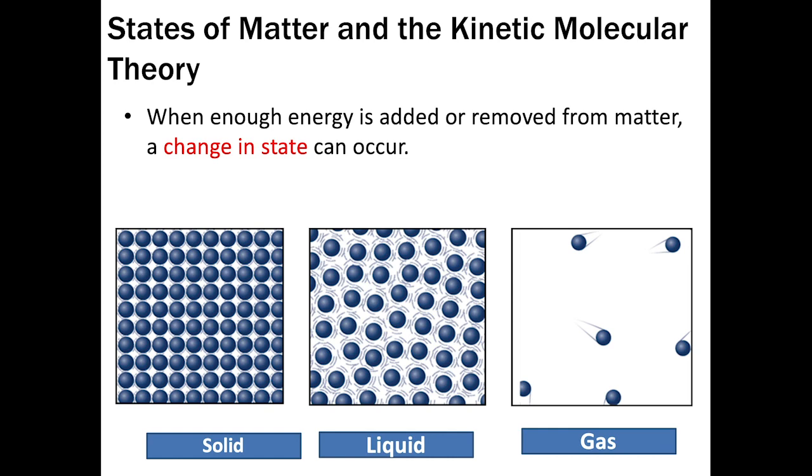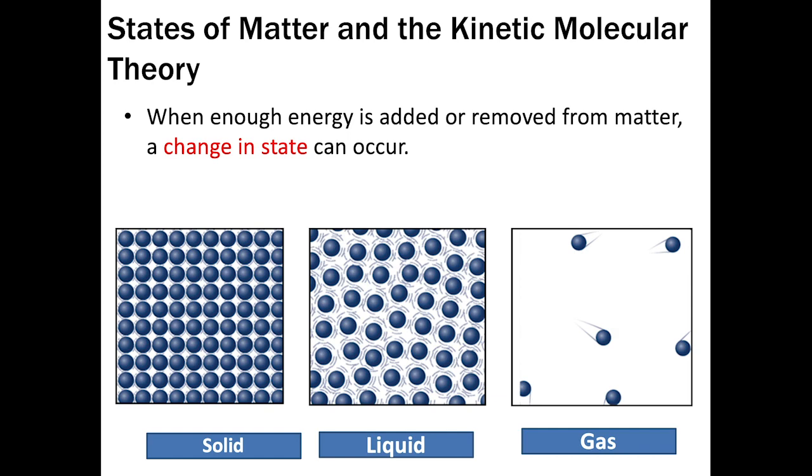So for example, you can think of your ice cube. When you hold it in your hand, it melts into a liquid. And then eventually that liquid, if you sat there in the hot sun with it on your hand, it would start to evaporate into a gas. So this is what is occurring. So this is the kinetic molecular theory in action.